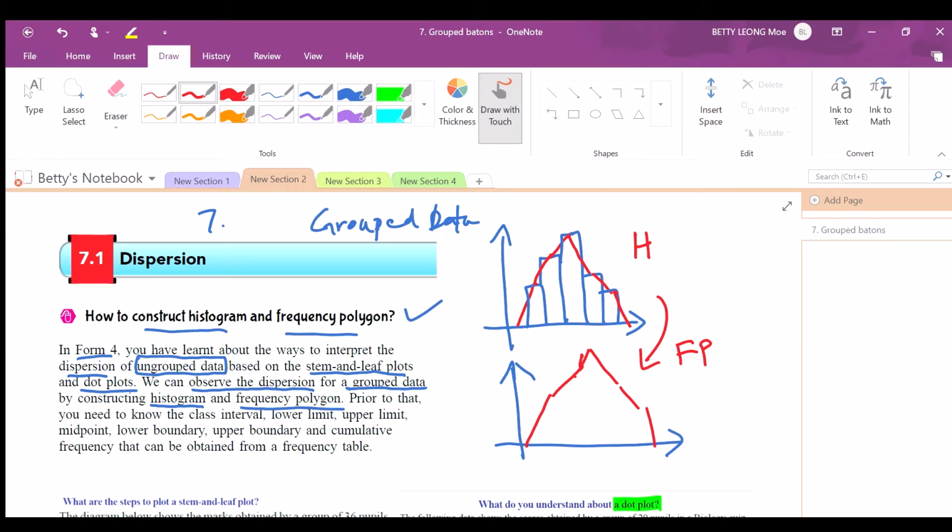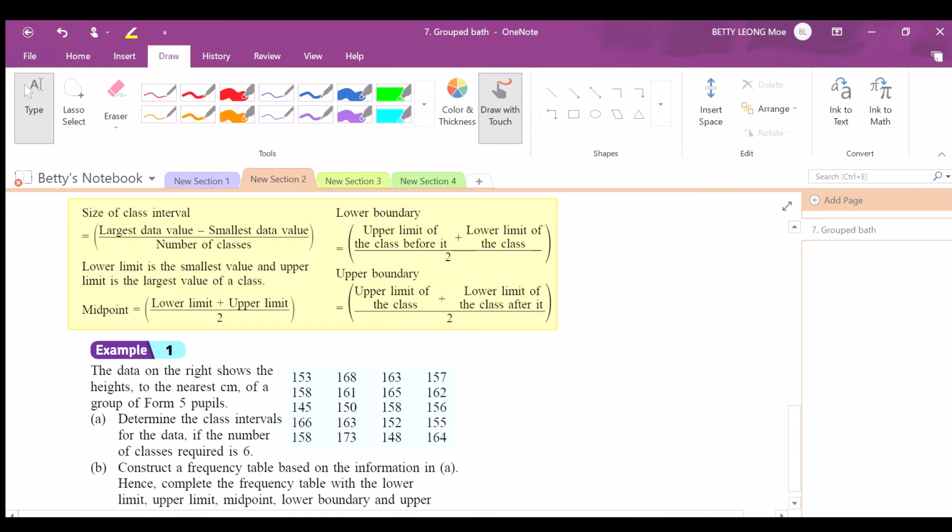So before you can draw this histogram and frequency polygon, you have to know a few terms: class interval, lower limit, upper limit, midpoint, lower boundary, upper boundary, and cumulative frequency. Example.